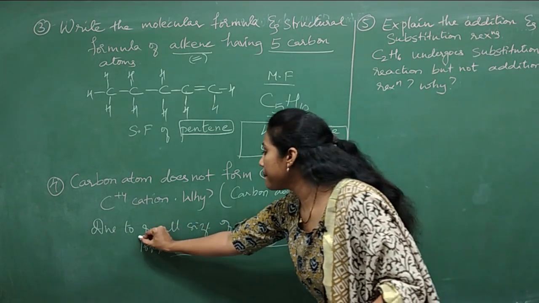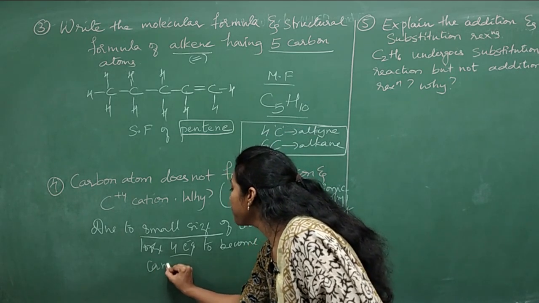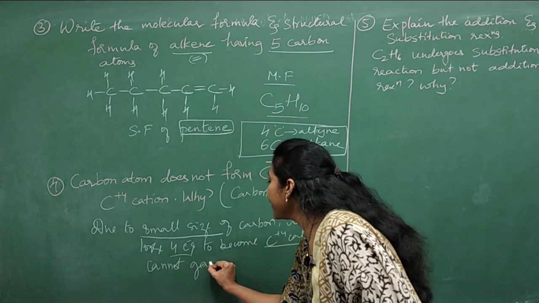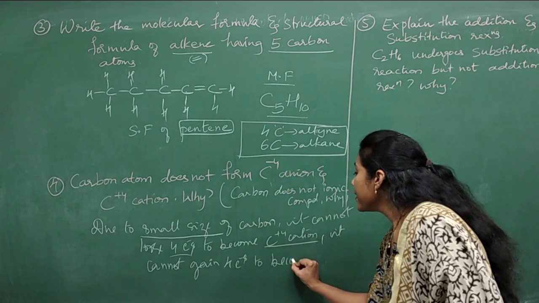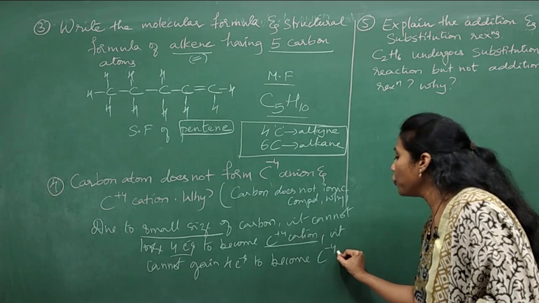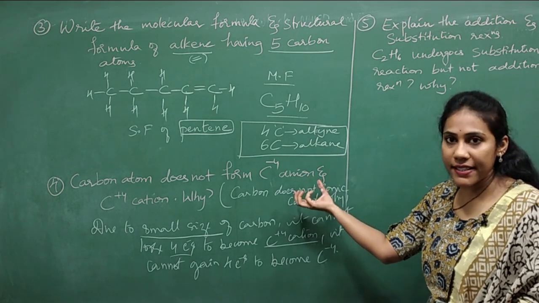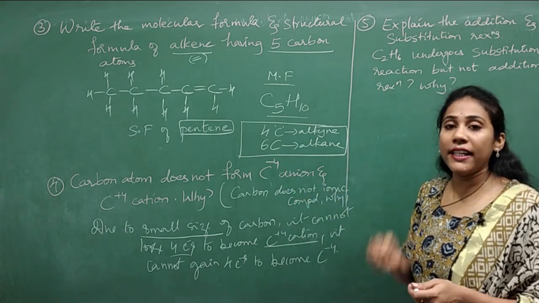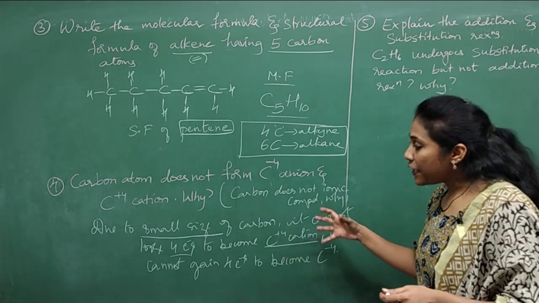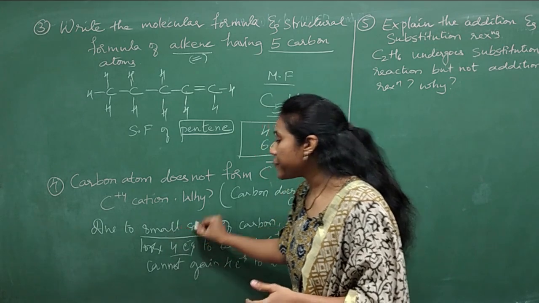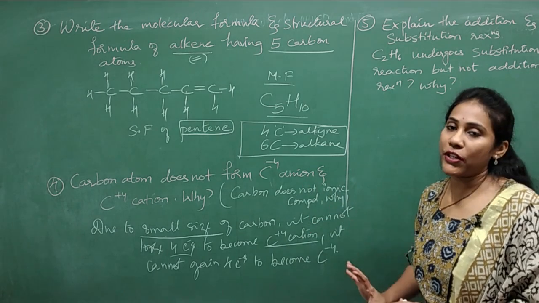Because of the same reason, the small size, it cannot gain 4 electrons to become C-4. If it gains 4 electrons, it can become C-4 anion, isn't it? It cannot gain 4 electrons at a time and it cannot lose 4 electrons at a time. It is all because carbon is very small in size. Clear? So this is the answer for this question.